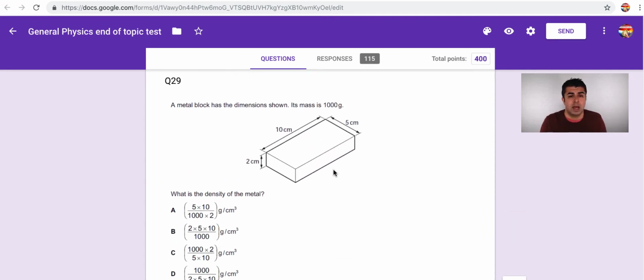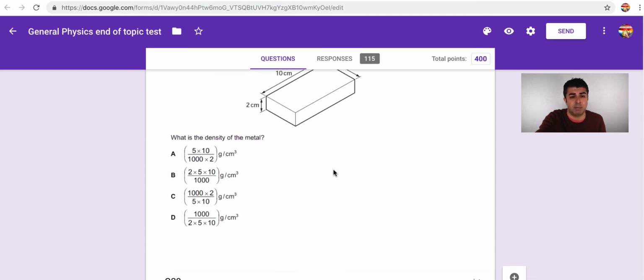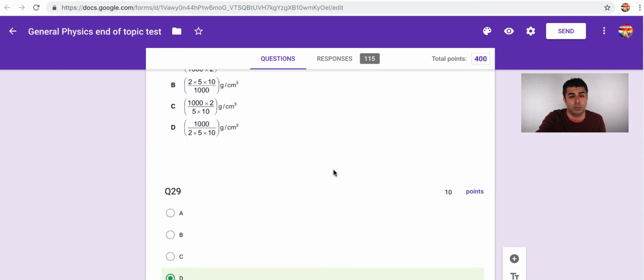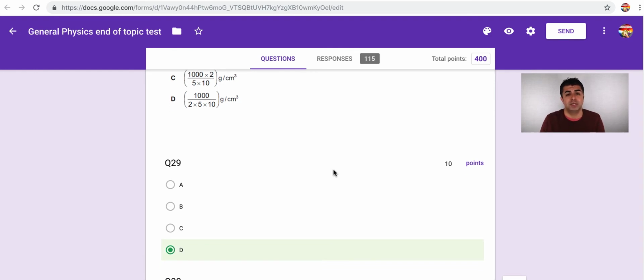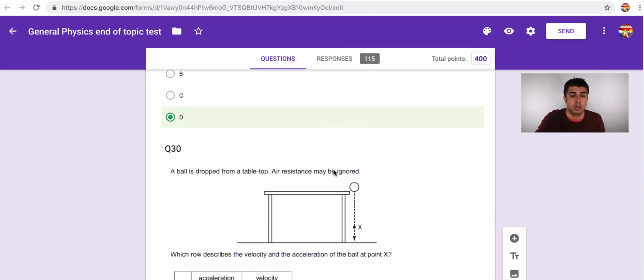Question 29. A metal block has the dimensions shown here. Its mass is 1000 grams. How do you find the density of the metal? Density is mass divided by volume. You've got to calculate the volume here of 10 times 5 times 2. So what is giving us mass divided by volume? I hope you can see the answer is D. 1000 is the mass divided by, in this case, they've said it differently, but ultimately it's the same thing. 2 times 5 times 10 is the volume. 29 is D.